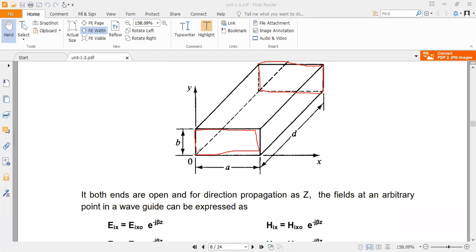If these both ends are not closed, generally the wave propagates in the z direction. But since both the ends are closed, the wave is propagating in this direction. Since this end is closed, what happened? Some of the wave is reflected back. Again, the wave gets reflected back because this end is also closed. So now the wave is propagating like this.